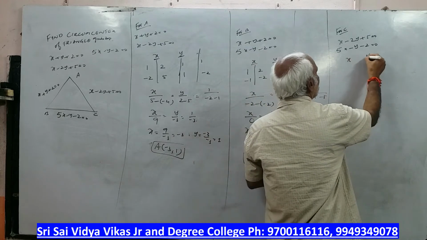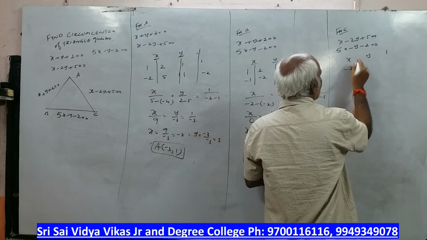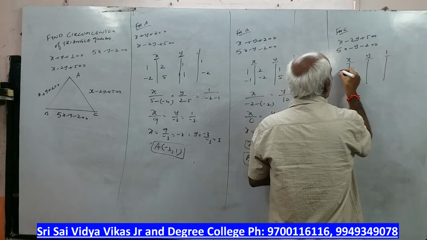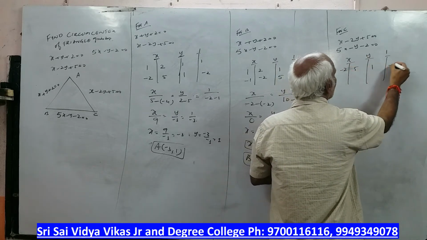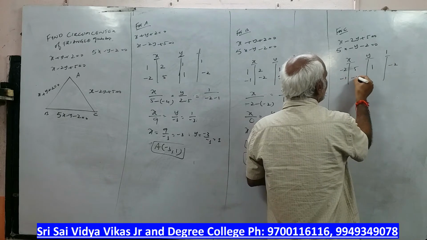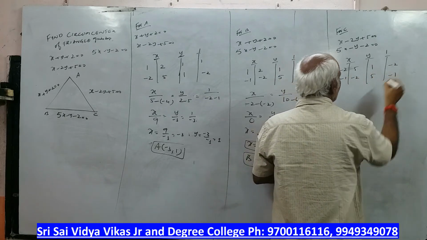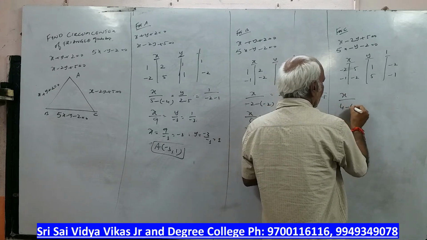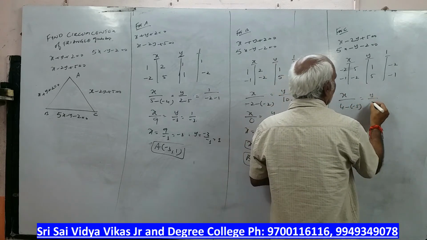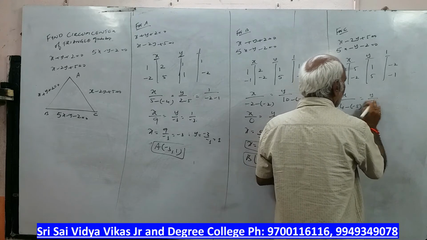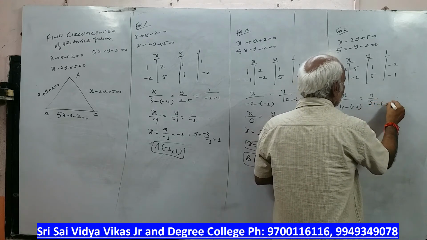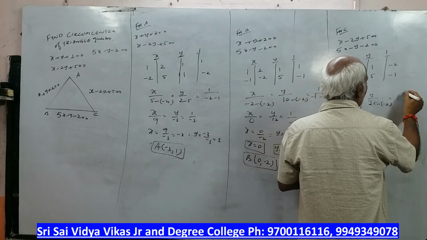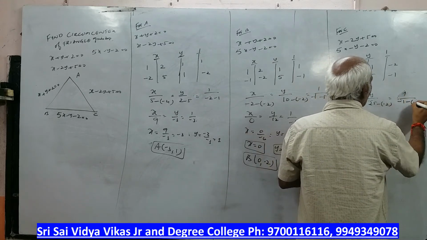Again, x, y, 1, minus 2, sorry, put a line. Don't forget this method, sir. So, minus 2, 5, 1, minus 2, minus 1, minus 2, 5, minus 1. X is equal to 4 minus of minus 5, y by 25 minus 2 is equal to, next one, 1 by minus 1 minus of minus 10.